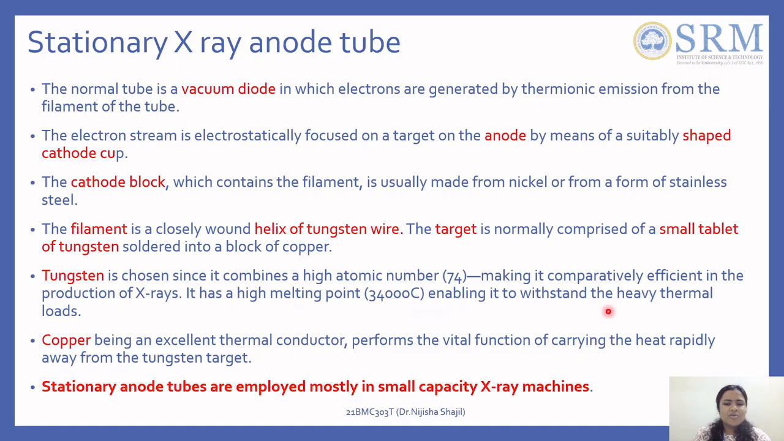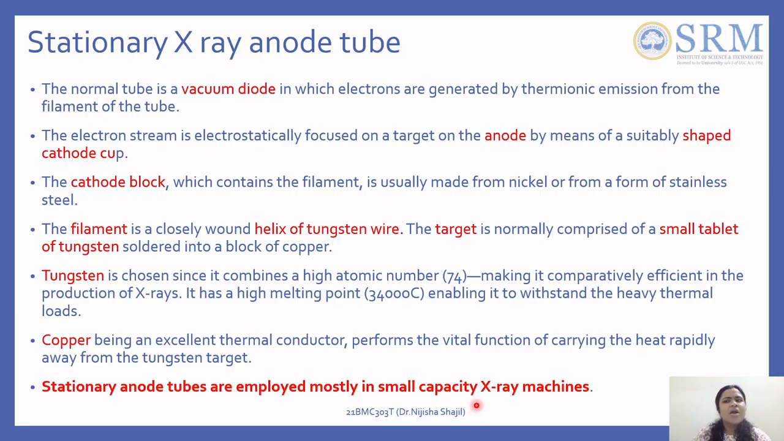So in that case, I need to have this. It has to have a high temperature. Copper is an excellent thermal conductor. It performs a vital function of carrying the heat rapidly away from the tungsten target. So what do we do? We insulate it with the copper. The stationary anode is for small capacity X-ray machines.